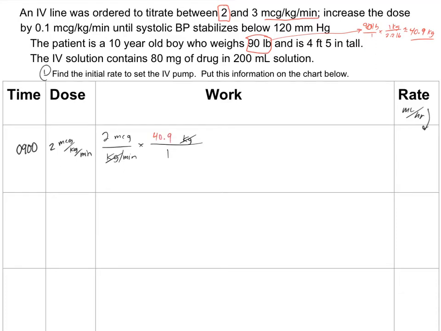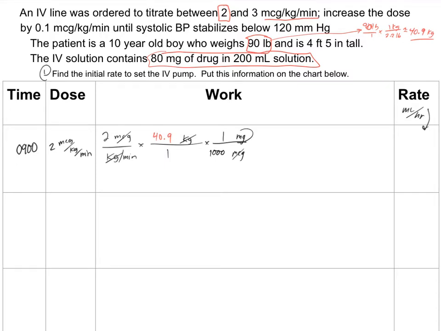Now, as soon as we multiply by that factor there, kilograms will cancel. I want to convert micrograms into milligrams, because I need to use the dosage strength of the bag, and the bag is 80 milligrams for 200 milliliters. So in order to get to milliliters, I'll first convert my micrograms into milligrams.